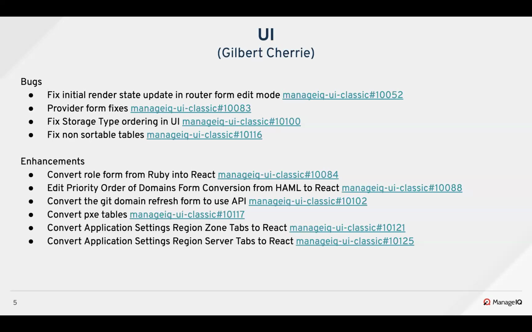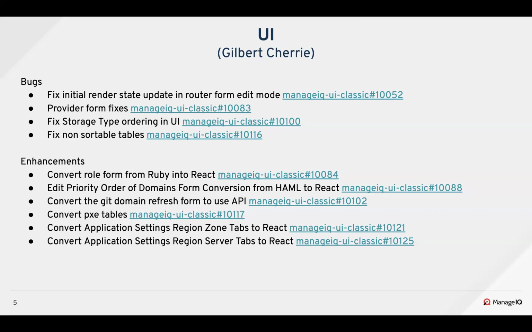Thanks, Jason. So for the UI, we had some bug fixes. Osavod fixed the initial render state update in the router form edit mode. Osavod also had provider form fixes and the storage, and we had the storage type ordering in the UI fix. I fixed a bug with the tables that are non-sortable having active headers.